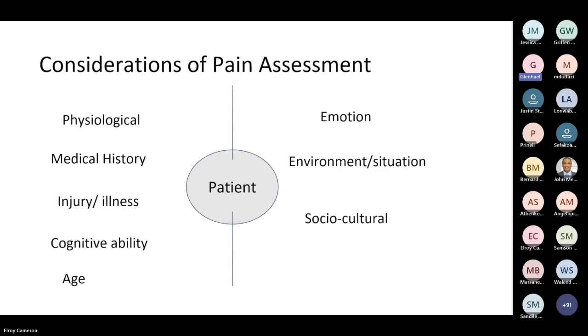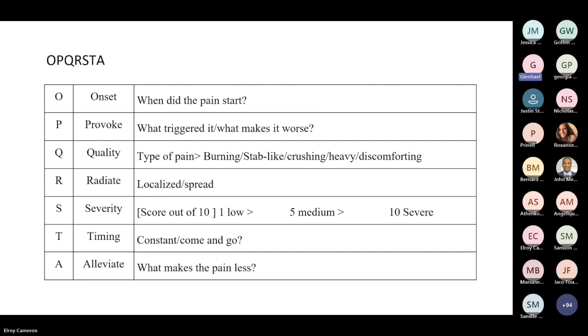All right. Thank you so much for that. So let's go on to a pain assessment tool, and it's one of many. It doesn't need to be the only one. I think most will be very familiar with the OPQRSTA, where O is the onset, when did the pain start; P, provoke, what triggered it, what made the pain worse; quality, is this a burning pain, a crushing, or a heavy pain?